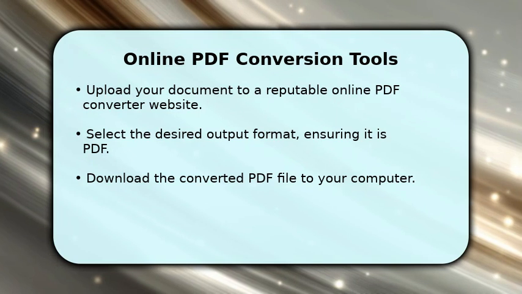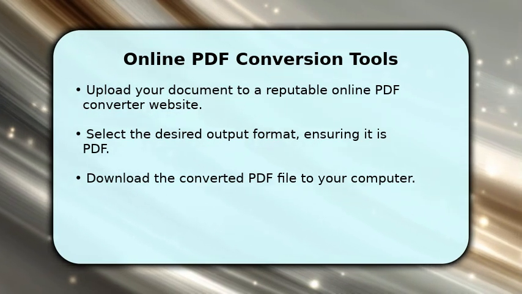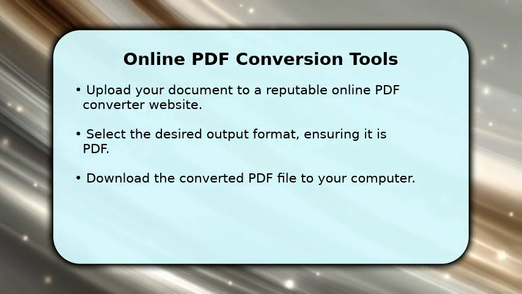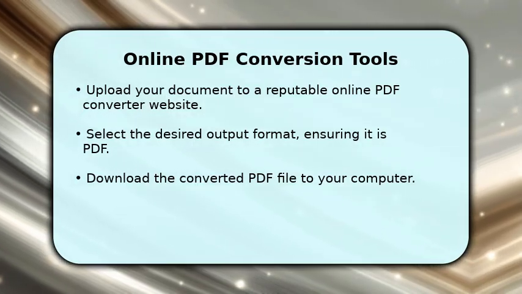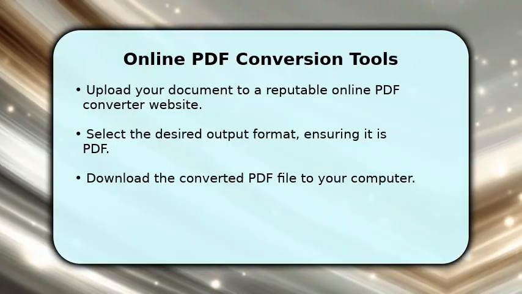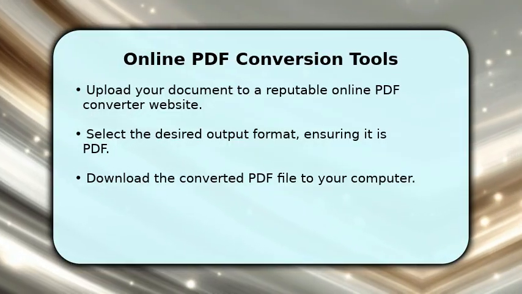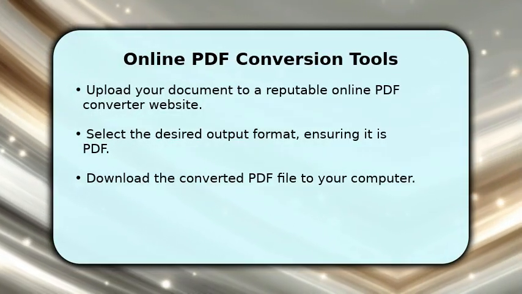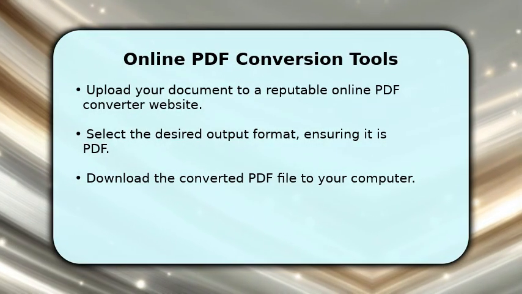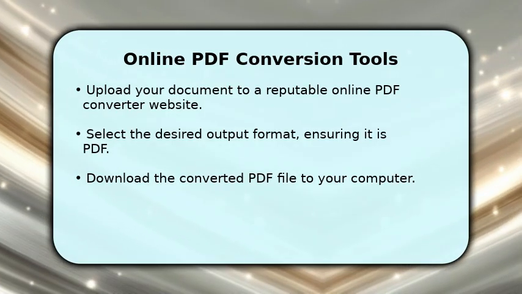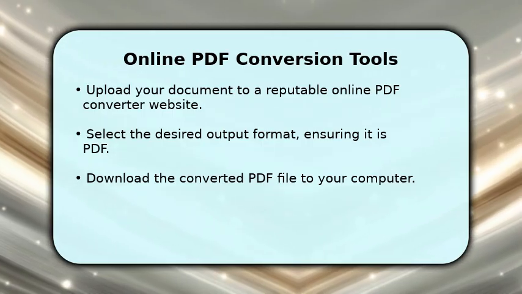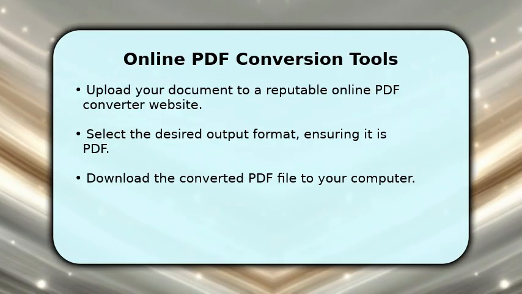Many free online tools can convert various document types to PDF. Simply upload your file to a trusted website like Adobe Acrobat Online or Smolpt. After uploading, select PDF as your desired output format. The conversion usually takes just a few seconds, depending on file size. Once complete, download the new PDF to your device and quickly check its contents to ensure everything looks perfect.